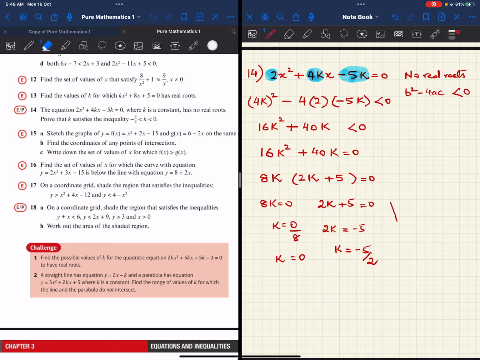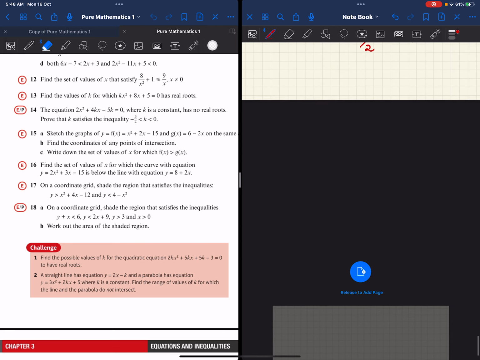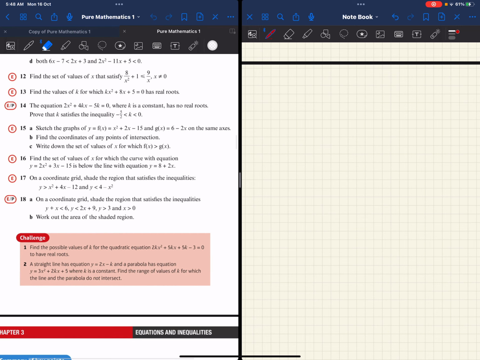So let's sketch the quadratic curve. We have minus 5 by 2 and 0. Since the inequality is for value of y less than 0, that is below the x-axis. So it's values from minus 5 by 2 till 0. So k is greater than minus 5 by 2, less than 0. That answers question 14. Moving on to question number 15.